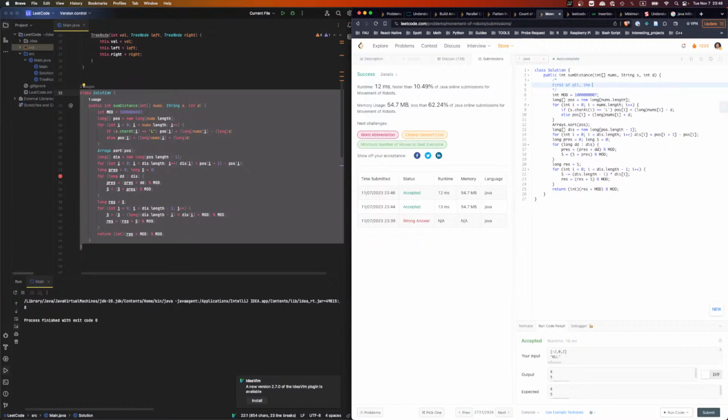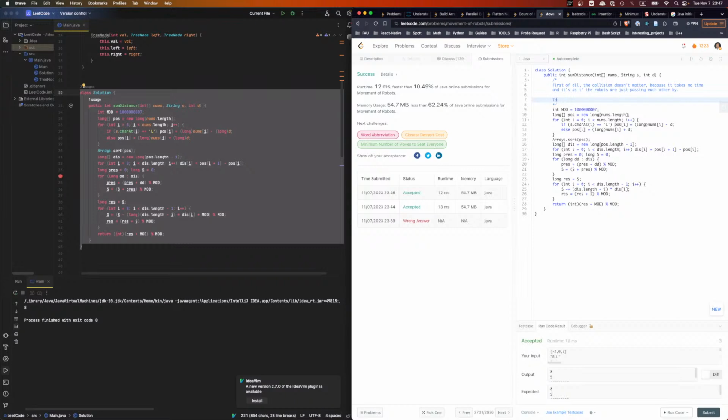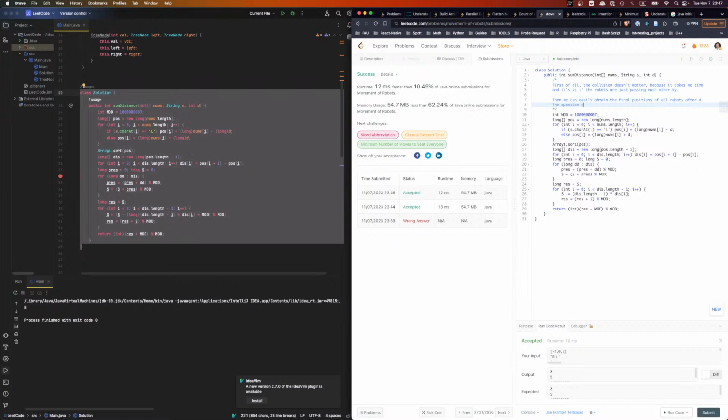First of all, the collision doesn't matter because it takes no time, and it's as if the robots are just passing each other by. So that's that. Then we can easily obtain the final position of all robots after D. The question now is to find the total distance between all pairs.